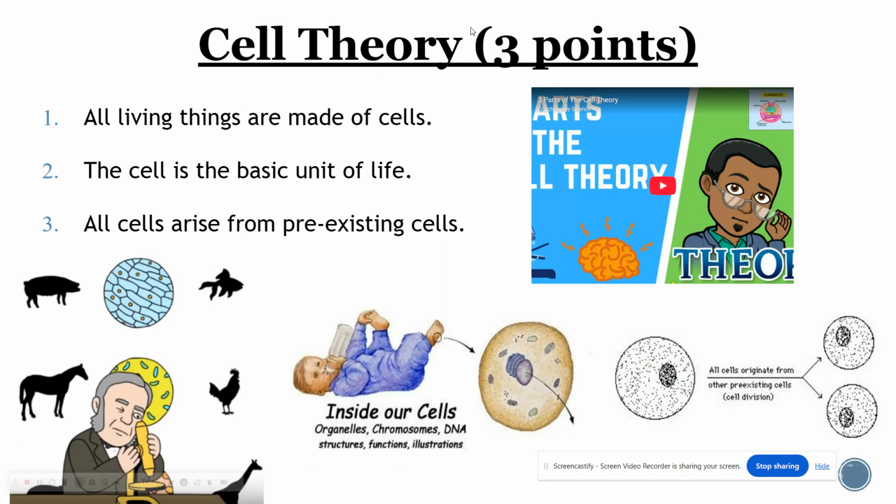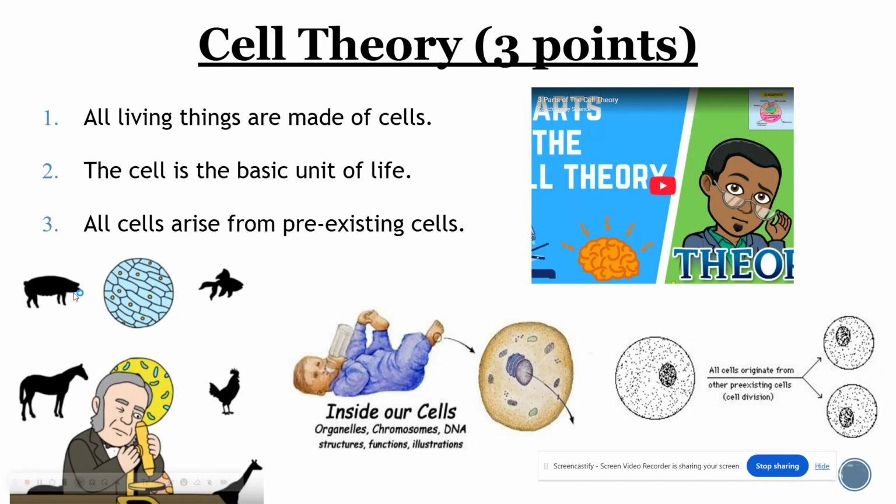We're going to start off with the cell theory. The cell theory is a way to explain all of biology in 3 points. And so the most important points we're going to see with the cell theory are that all living things are made of cells, that the cell is the basic unit of life, and that cells arise from pre-existing cells. So basically all living things are made of cells.